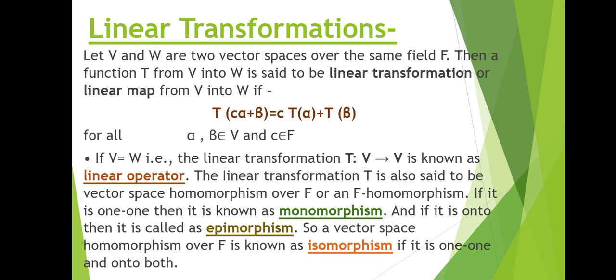The linear transformation T is also said to be a vector space homomorphism over F, or F-homomorphism. If it is one-one, then it is known as monomorphism, and if it is onto, then it is called epimorphism. If it is both one-one and onto, then it is called isomorphism. So a vector space homomorphism over F is known as isomorphism if it is both one-one and onto.